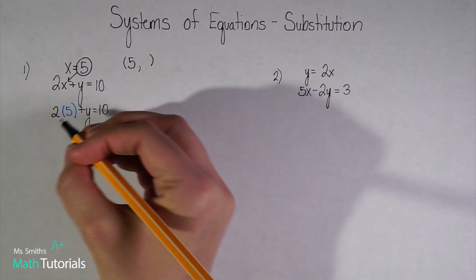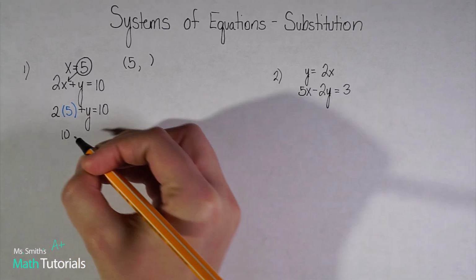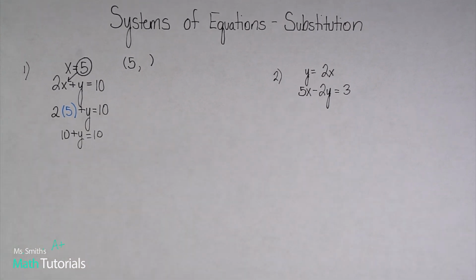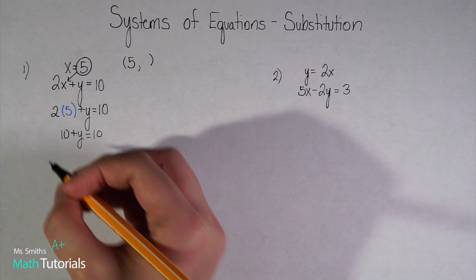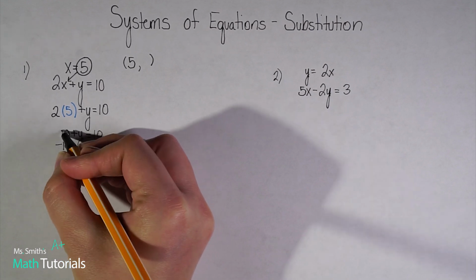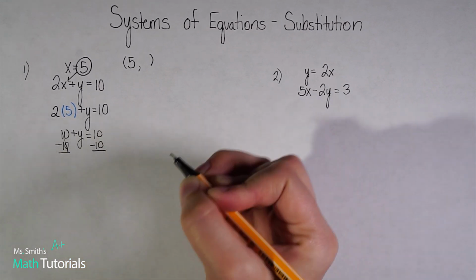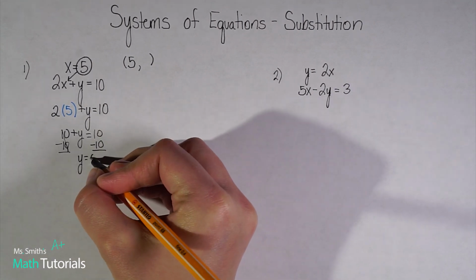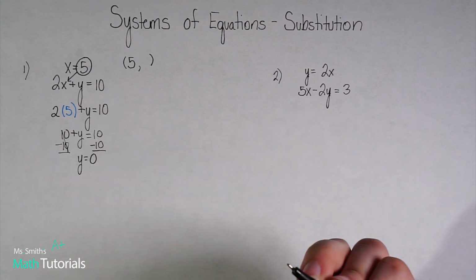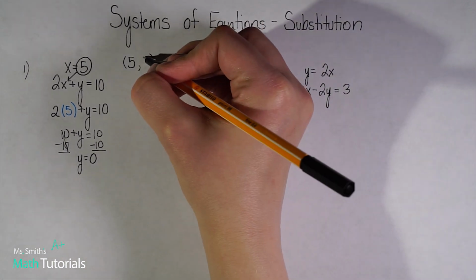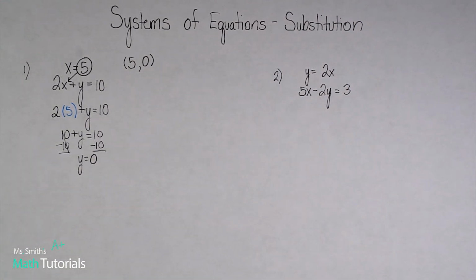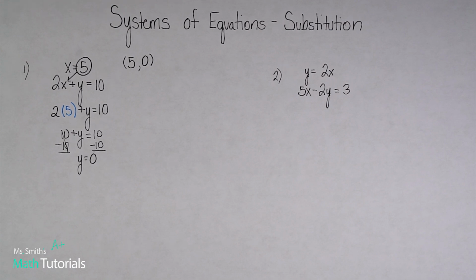So 2 times 5 would be 10. Bring down my plus y equals 10. My goal is to get y alone so I can figure out what it is. So I need to subtract 10 from both sides, and interestingly enough, 10 minus 10 is 0. So that's okay. That means y is 0. So there's the other part of my answer. Y is 0. So once I get both my x and y component, I'm good to go. I've found my intersecting point, and I've solved this system of equations.